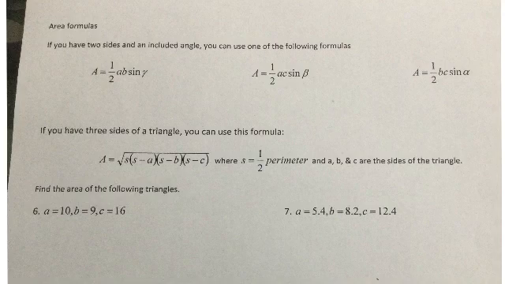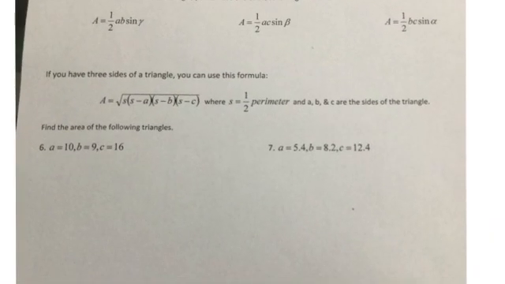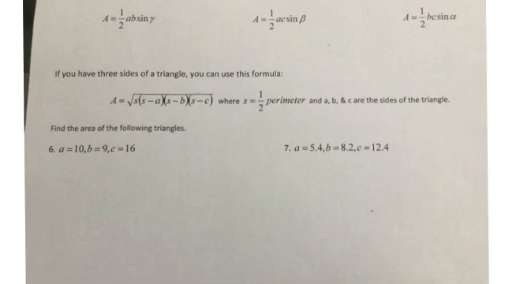Now, if you have the three sides of a triangle and you don't know anything about any angles, we can use this formula. So area is equal to the square root of S times S minus A times S minus B times S minus C, where S is 1/2 times the perimeter. A, B, C are the sides of the triangle. So you've got those formulas right there. You just have to decide which one is the correct one to use.